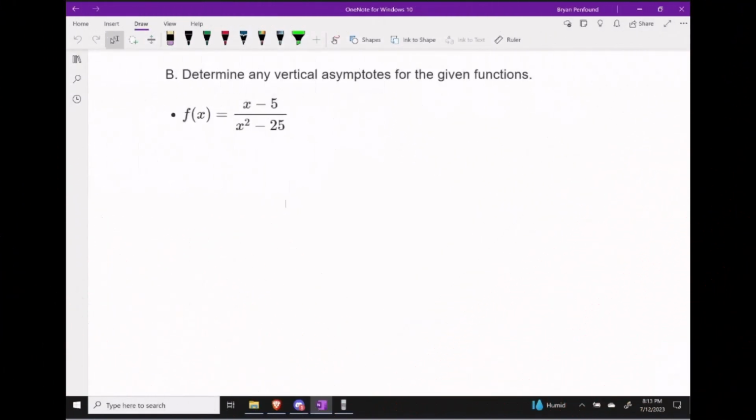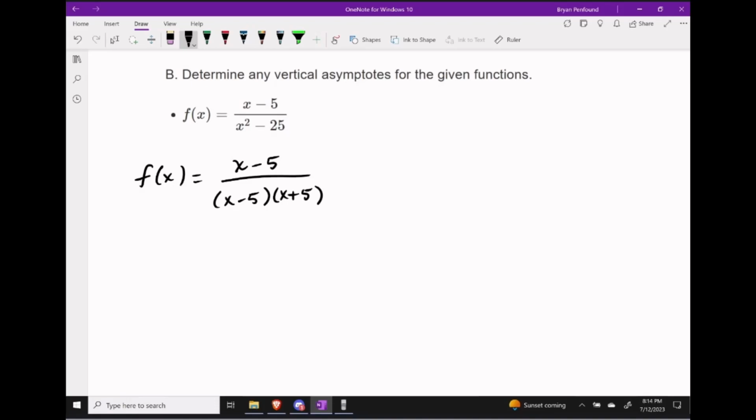In this question, we want to determine the vertical asymptotes for the given function. f(x) is (x minus 5) over (x squared minus 25). Now, it turns out one of the easiest ways to determine if a function has vertical asymptotes is to use a little bit of our pre-calculus knowledge.